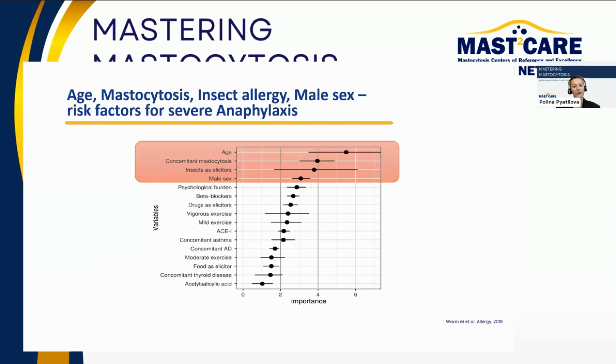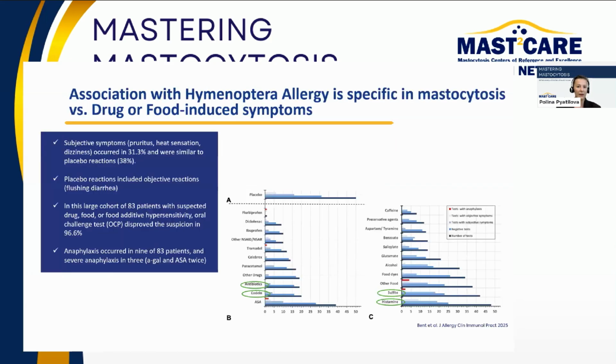Another German study shows the same message, that patients with mastocytosis and insect allergy, also males and elder patients, are more likely to have mastocytosis and severe anaphylaxis.